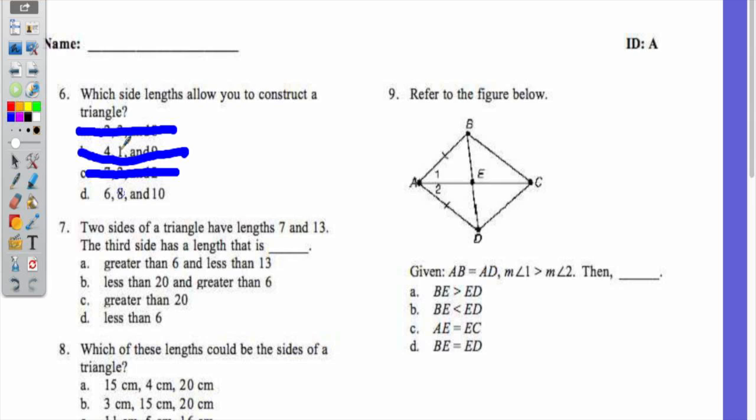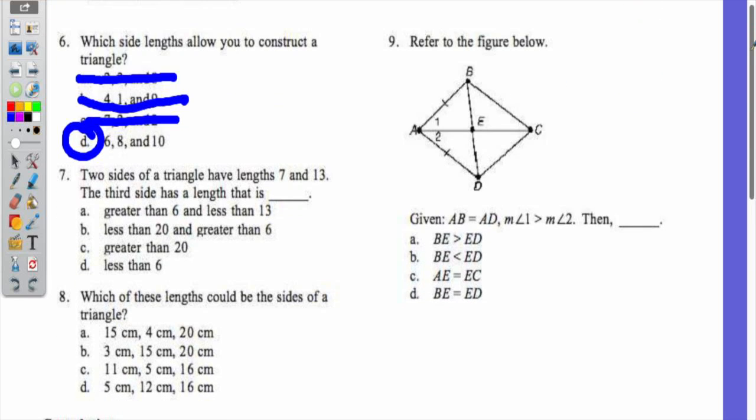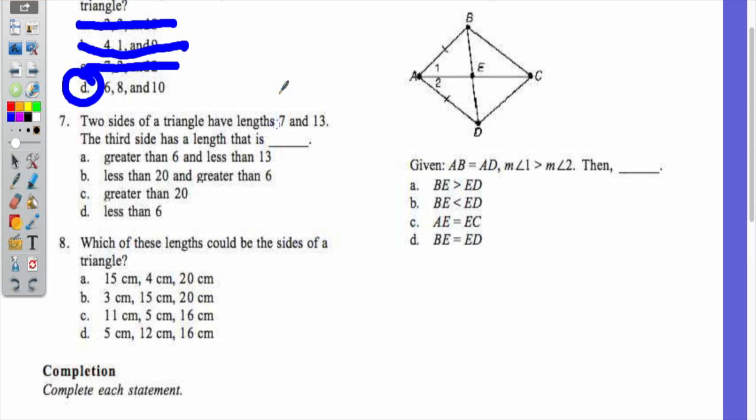6 plus 8, the largest size would be 14. 10 is less than 14, so that works. Now, let's just make sure it works on the lower extreme, meaning 10 minus 8, the smallest the third side could be would be 2, and 6 is greater than 2. If two sides of a triangle have lengths of 7 and 13, the third side, the greatest it could be is less than 20, but it has to be greater than 6. So B, less than 20 and greater than 6.